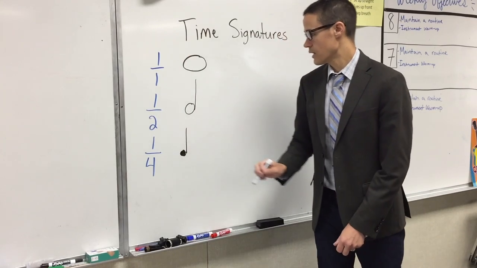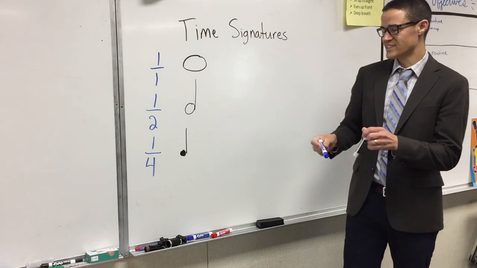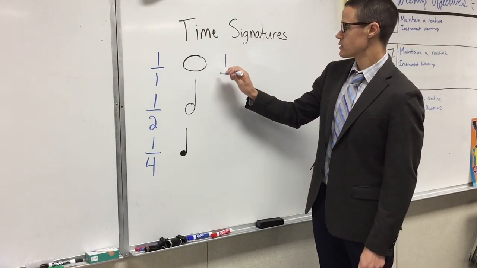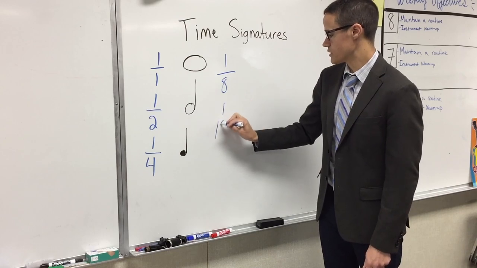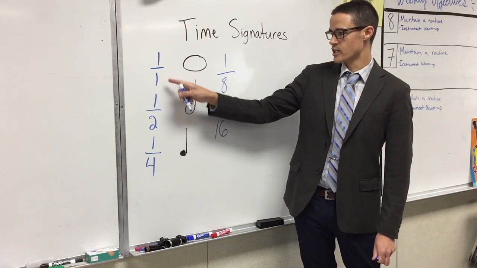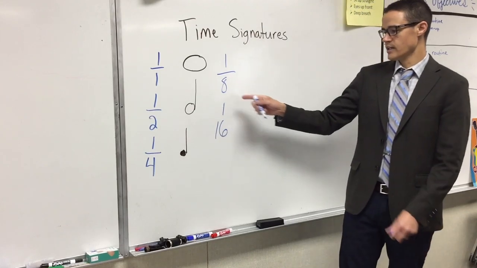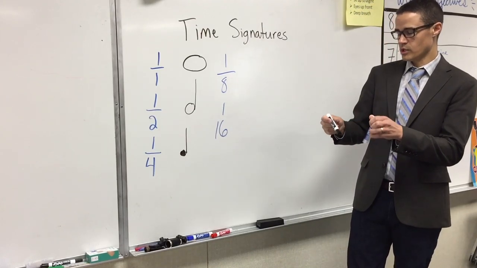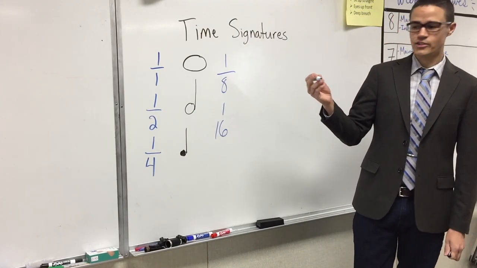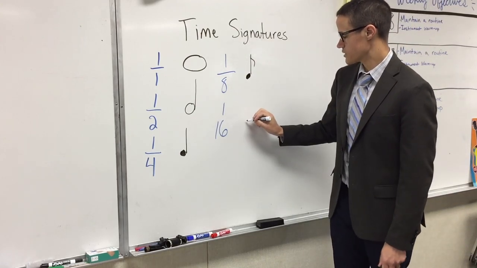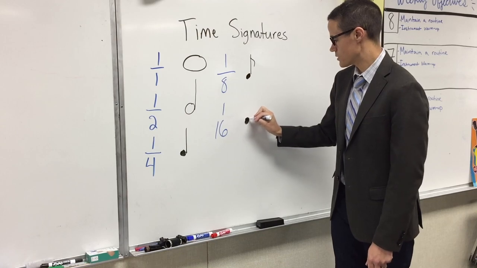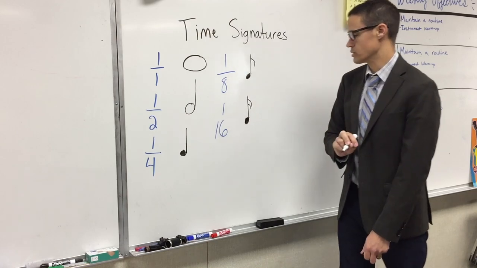Yay. And then if you want to get a little bit more intensive with this, 1/8 and 1/16. You will notice that the divisions double each time. 1 to 2, 2 to 4, 4 to 8, 8 to 16. And what these equal: 1/8 would be considered an eighth note. That is a black note with a flag on it. And then a 16th note, a black note with a double flag. Ooh, exciting.